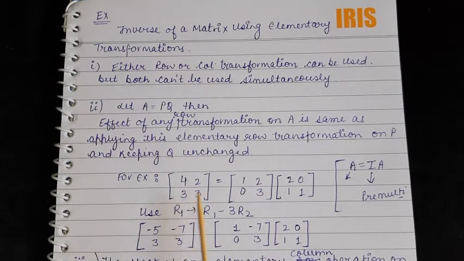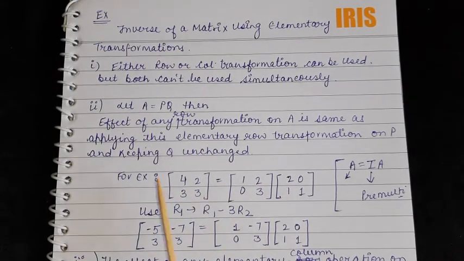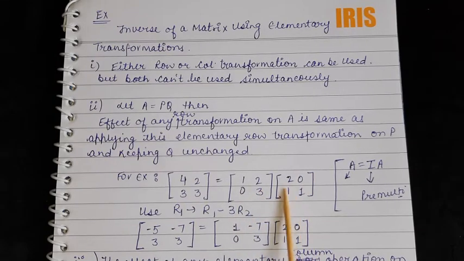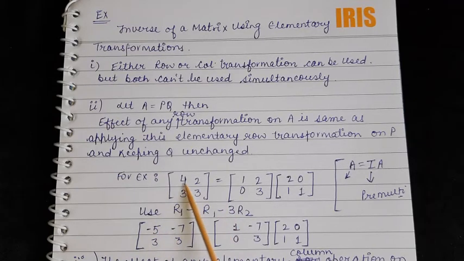Let's see one example here. Given to us is a matrix equation. Let us suppose that this is A, this one is P, and this one is Q, and we have to use R1 going to R1 minus 3 times R2. As we have discussed, for a row transformation we can apply it on A and on P, but Q should remain unchanged. So we will apply this transformation on R1 here. 4 minus 3 times 3, which is 4 minus 9, will give you minus 5, and 2 minus 3 times 3, which is 2 minus 9, will give you minus 7, and R2 will remain as it is.